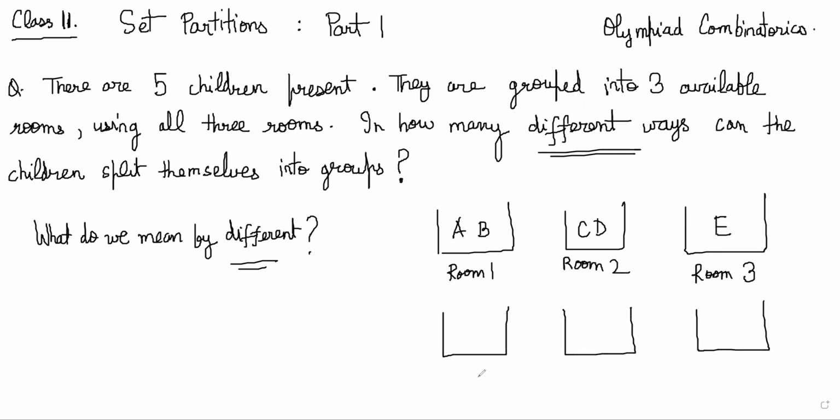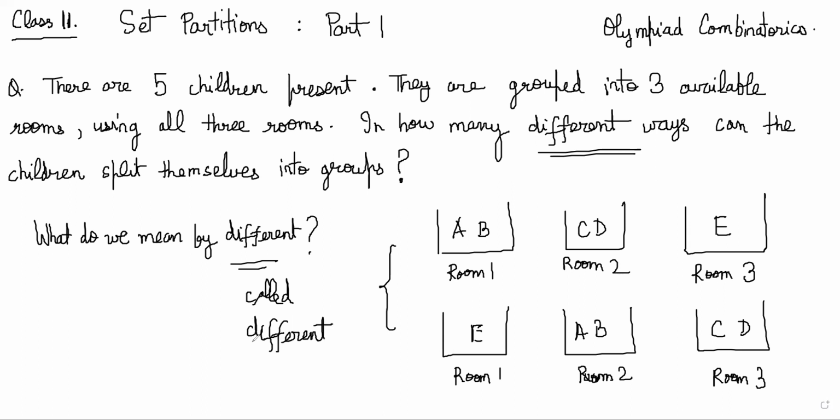Room 1, room 2, room 3. And this time you put E in the first one, and AB here, and CD here, right? So are these two different arrangements? Are these called different?